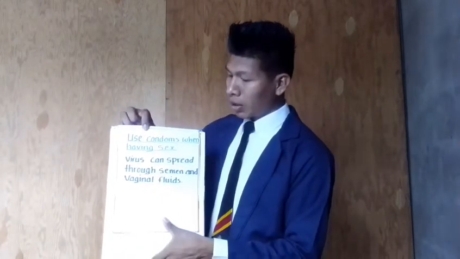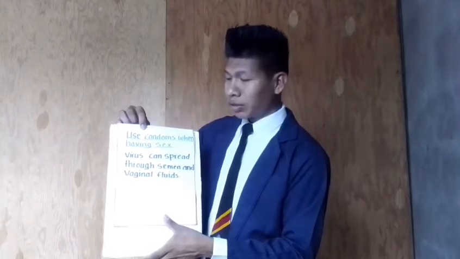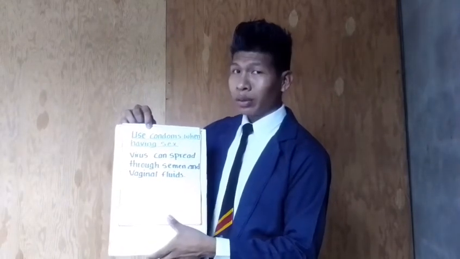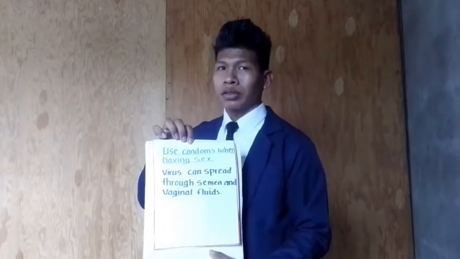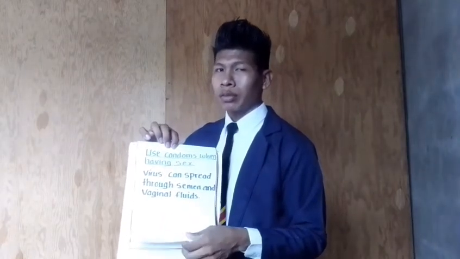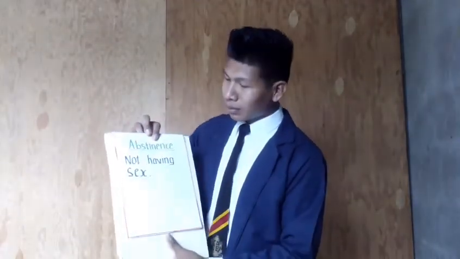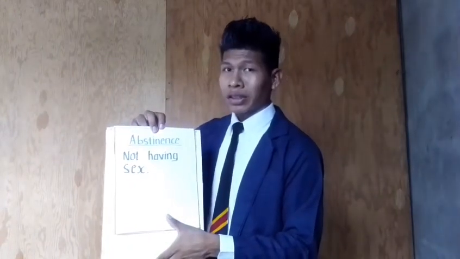Then we have use condoms when having sex. The virus can be spread through semen and vaginal fluids. Right? If a person has HIV or AIDS, and you have unprotected sex with that person, it can be transmitted through the semen or vaginal fluids. So you have to be protective of yourself and use a condom. Abstinence. This means not having sex at all. Abstain from having sex to keep yourself safe.